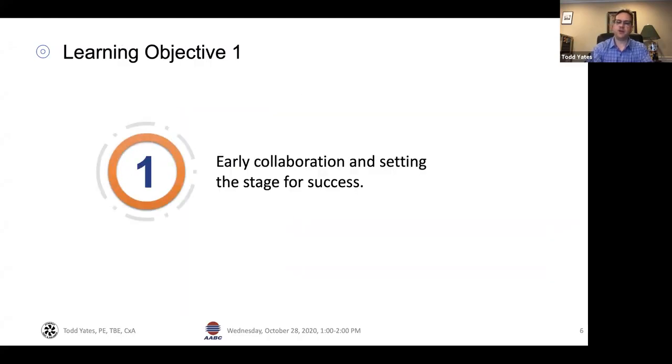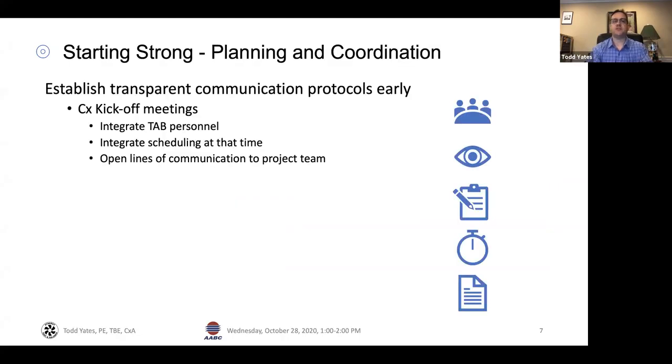So, early collaboration, setting the stage for success. We have to start strong in our planning and in coordination if we want this to pay off. As a test and balance contractor, I know you all watching, if that is your background, have experienced getting the phone call that says, hey, you bid this project 9 months ago. We forgot to inform you that it's your contract. Can you be here Tuesday?